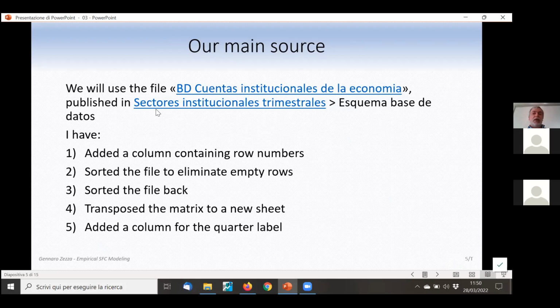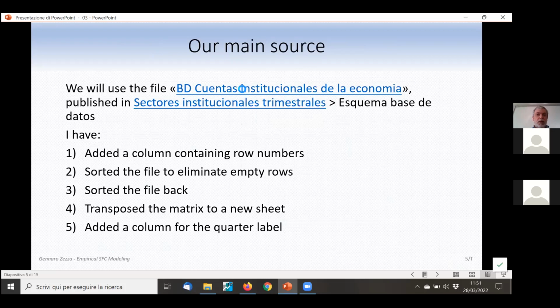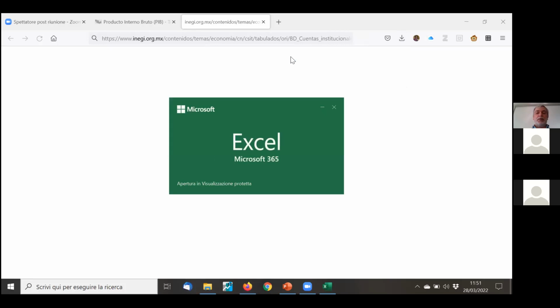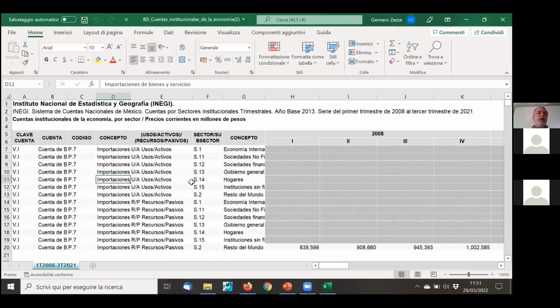I have taken a summary table, which is very complicated, which will be the main base of our data set. Sorry, I thought I had it on my computer, but I've downloaded it again from Mexico. Now, this table is exactly the same as the one we have seen for the European countries.